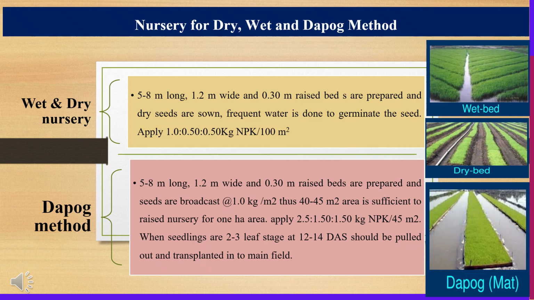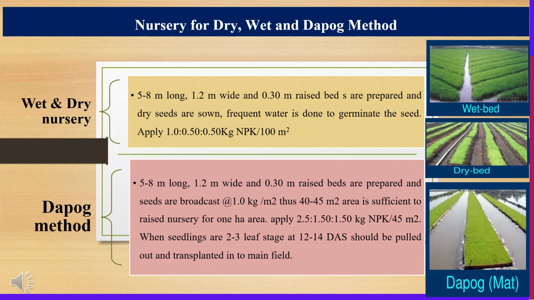Dry and wet nursery method. For both the dry and wet nursery methods, 5 to 8 meter long, 1.2 meter wide, and 0.30 meter raised beds are prepared. In the dry method, seeds are sown on the raised beds, and frequent irrigation is applied to promote seed germination. Fertilizer is applied at the rate of 1 kg nitrogen, 0.50 kg P2O5 and 0.50 kg K2O per 100 square meters, ensuring balanced nutrient supply for healthy seedling growth. For the wet method, the process is similar, but the soil is kept waterlogged for seed germination. The beds remain flooded to facilitate seedling growth under wet conditions.